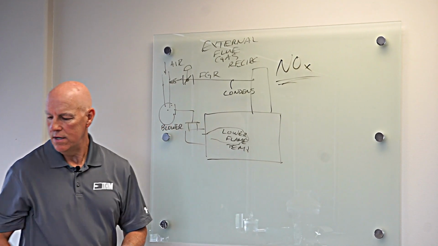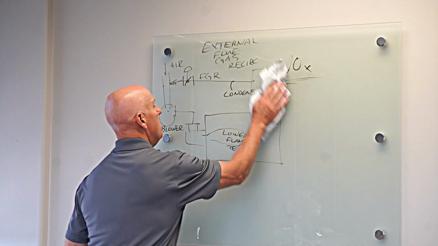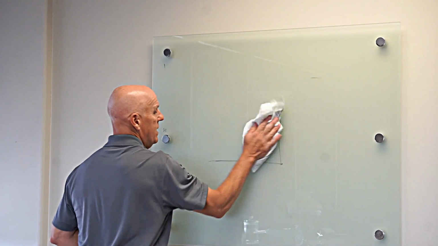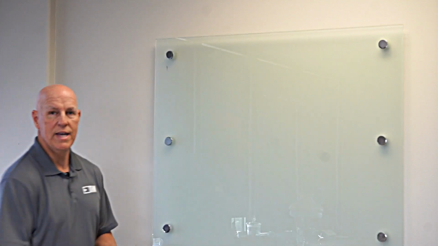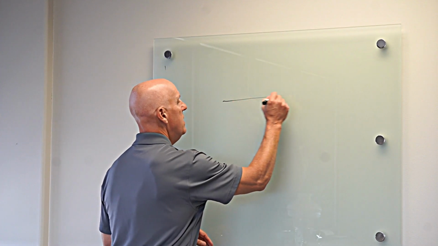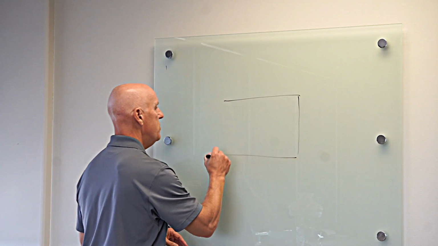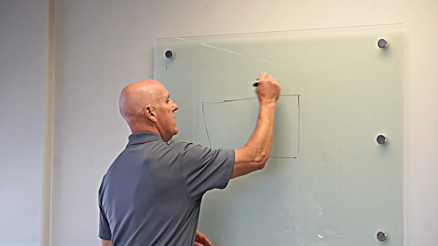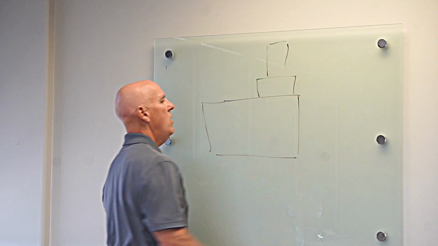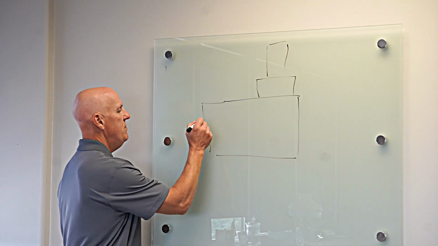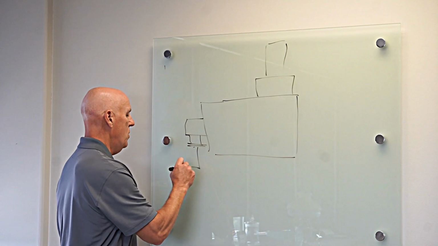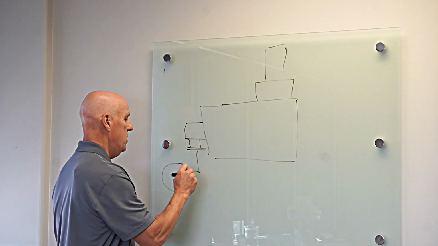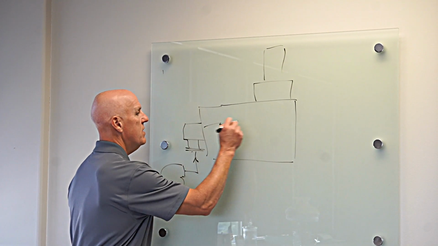There's an easier way to do this, and if you'll pardon me, I'm going to erase this real quick and show you an easier way to do it. Okay, if you design a heater that allows for flue gas to be recirculated back without all that external stuff, then maybe you can do it simpler, okay? I'm going to draw another blower, combustion air blower. This is a burner, got a fire.